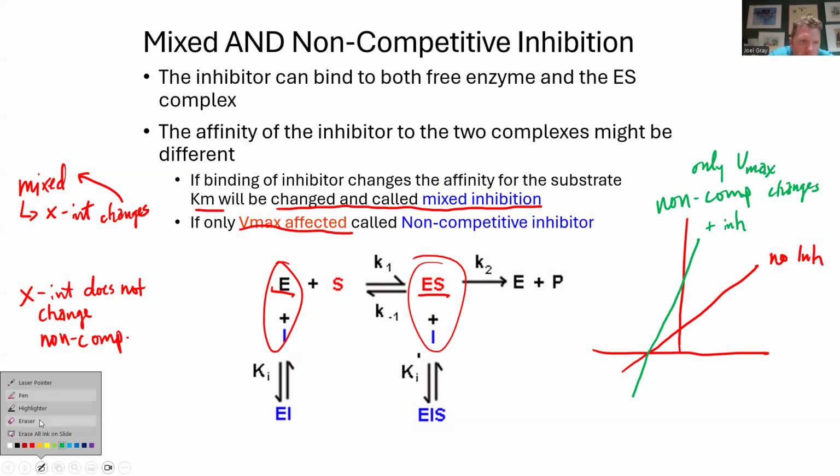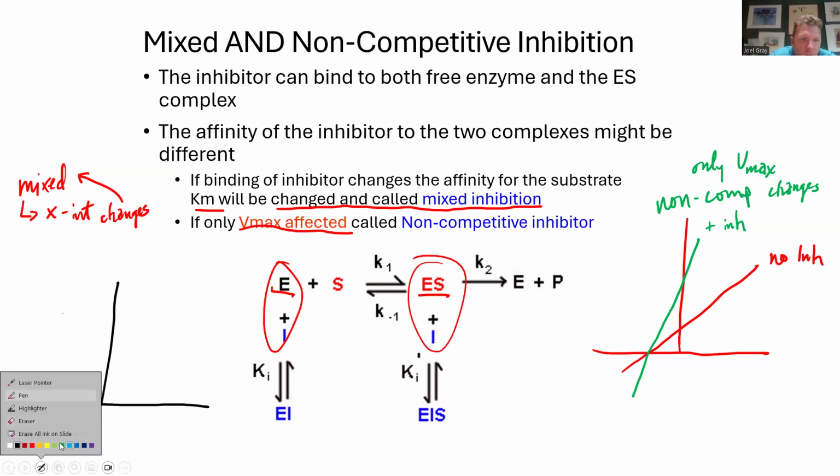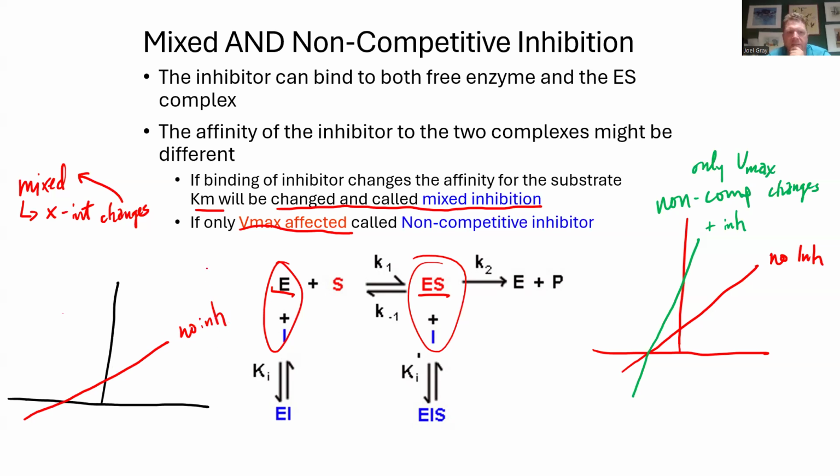Now I'm going to erase this and I'm going to draw my graph for mixed inhibition. Got to get the black lines for my X and Y axis. Now I'm going to switch to red for no inhibitor. Okay, now this is where it gets kind of hairy. If binding of the inhibitor changes the affinity for the substrate, Km will be changed. This is called mixed inhibition.